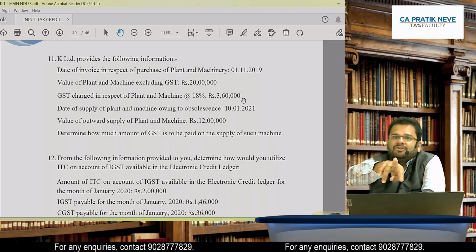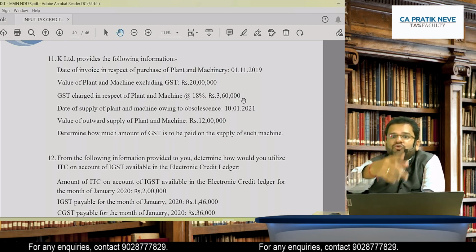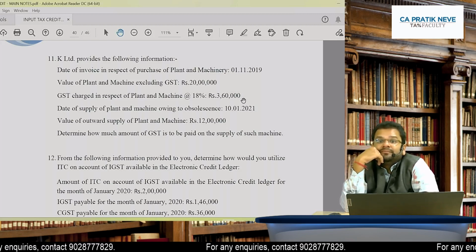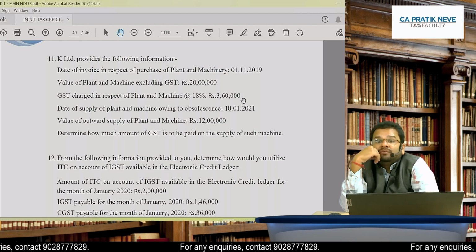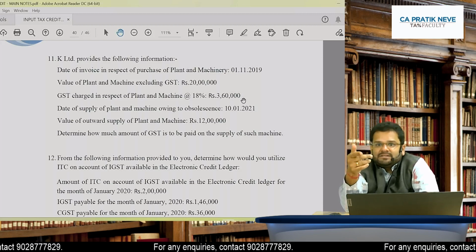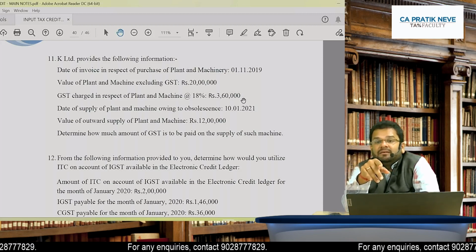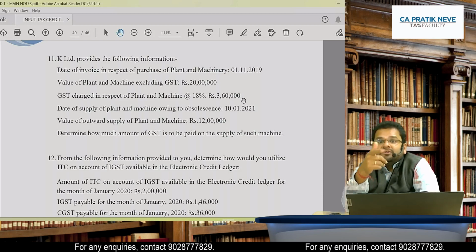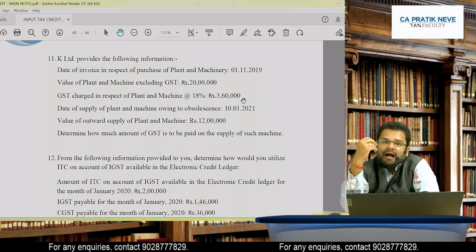After that, ITC of CGST will be used to pay output tax of CGST and balance to pay output tax of IGST. Then ITC of SGST to pay output tax of SGST, balance to pay output tax of IGST.